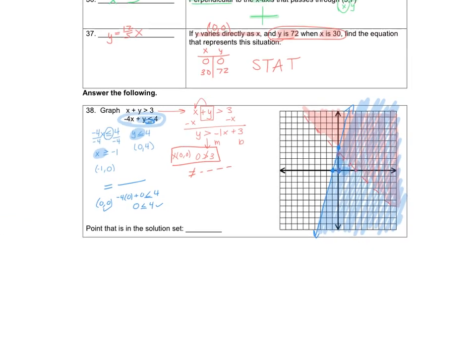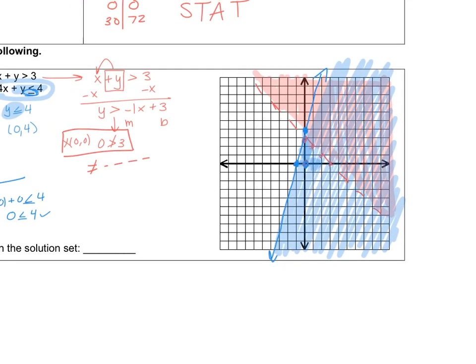Now, for here, if they want a point in the solution set, I want where both of them are overlapping. So that means I want this piece here that I'm currently coloring green to be my solution set. So where they both overlap, that's my solution set. So let's make a little arrow. Point, solution, set.